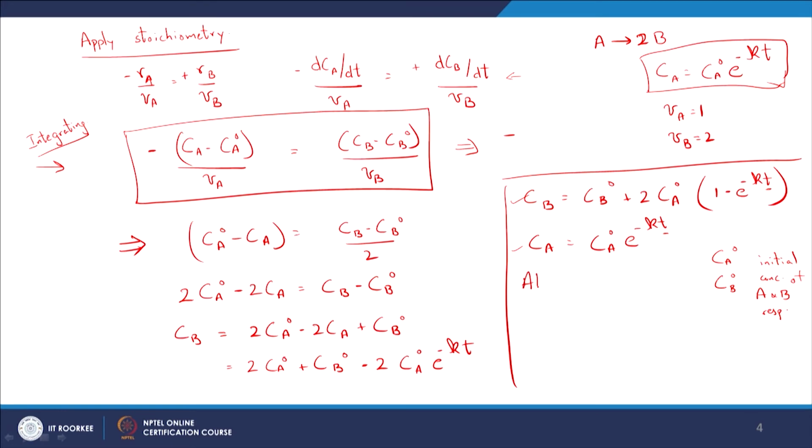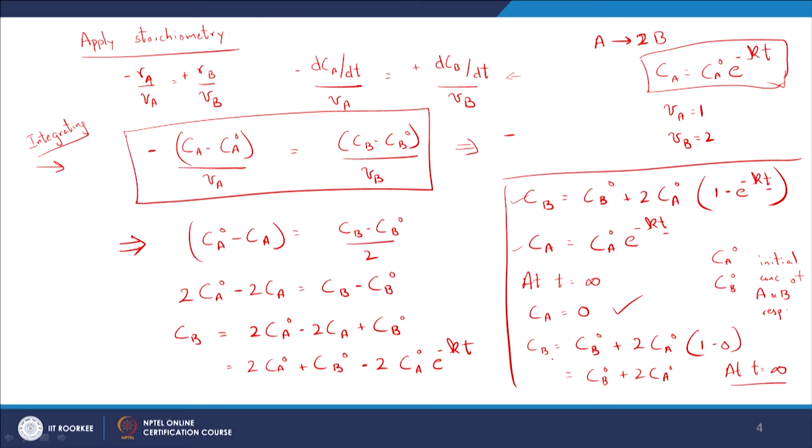So, at time t equal to infinity, you plug in t equal to infinity, and you see Ca equal to 0. That is what you expect, and Cb will be equal to Cb naught plus 2 times Ca naught into 1 minus 0, that is equal to Cb naught plus 2 times Ca naught. So, this again is at time equal to infinity, right.